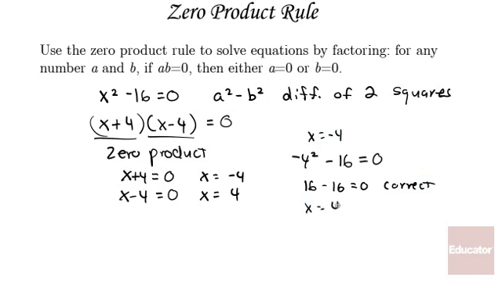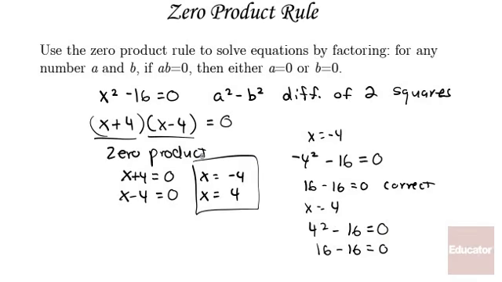I could say x equals 4. And that's going to give me 4 squared minus 16 equals 0. 16 minus 16 does equal 0. So there are two solutions here, and I was able to find those using factoring and the zero product rule.